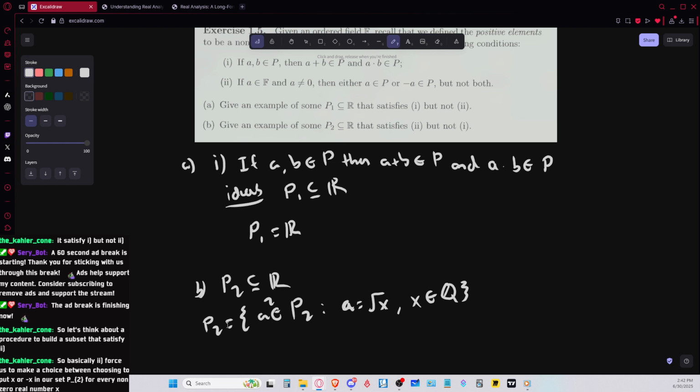So basically to force us to make a choice between choosing to put x or negative x in our P2 set for any non-zero real number. Yeah, that's basically what it's asking. You have to fulfill 2, but you can't fulfill 1. And I know if you want to eliminate 1, you have to basically give a number in the set that is not within the subset that you've chosen.